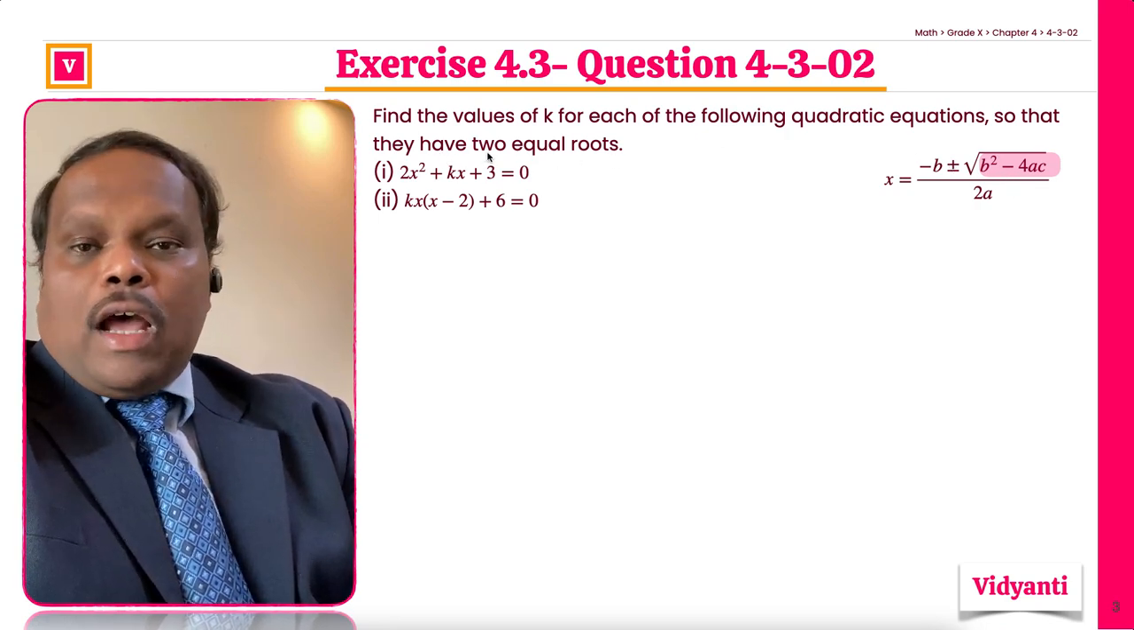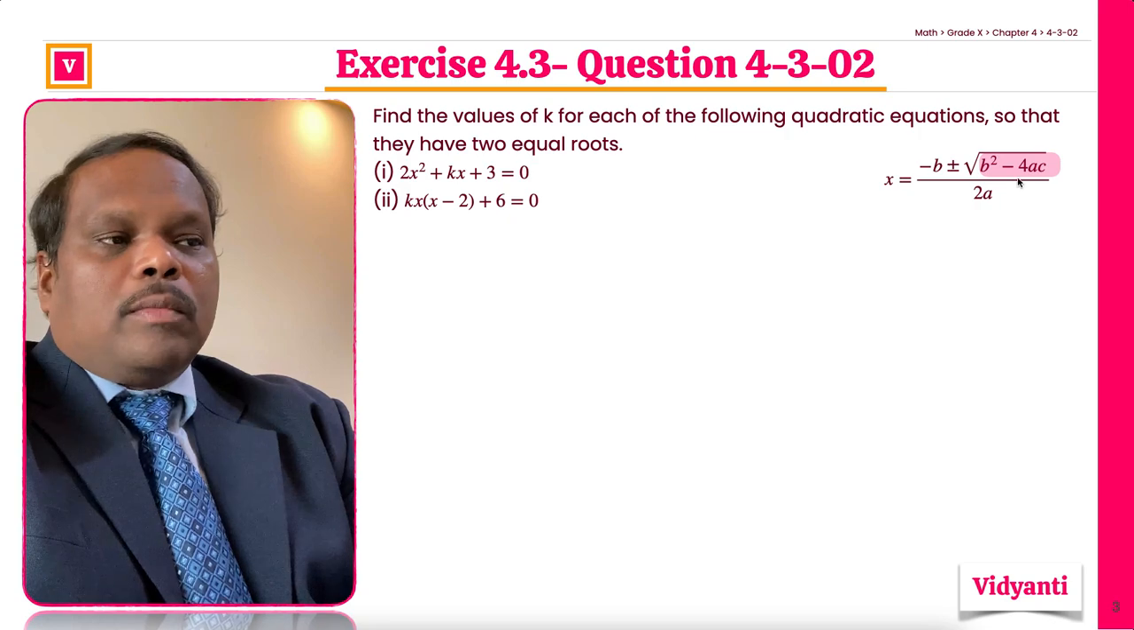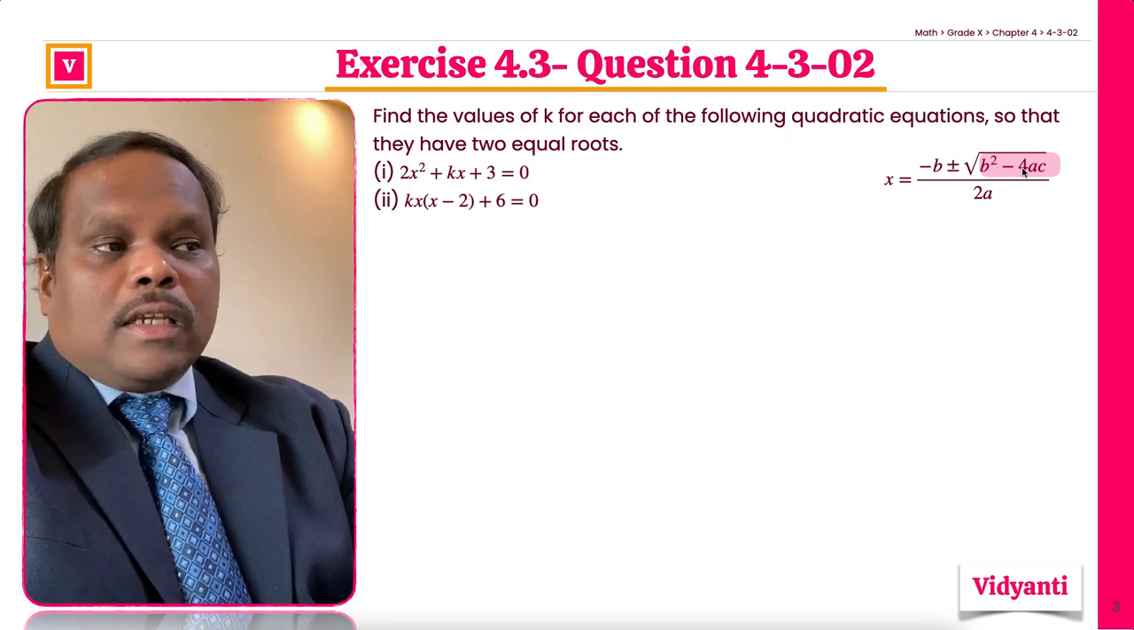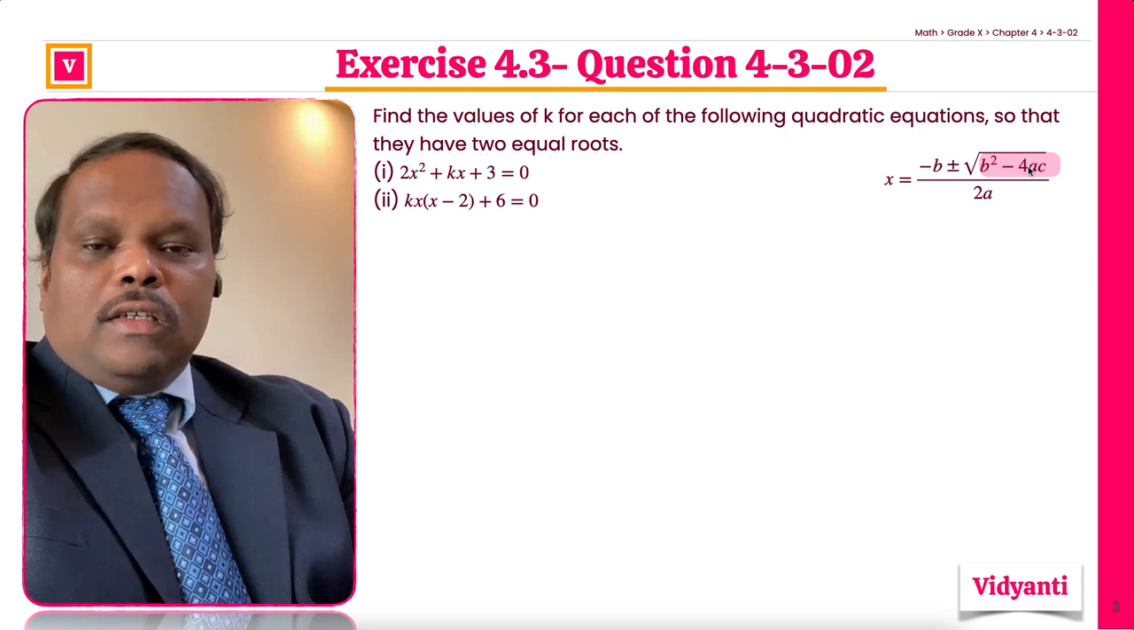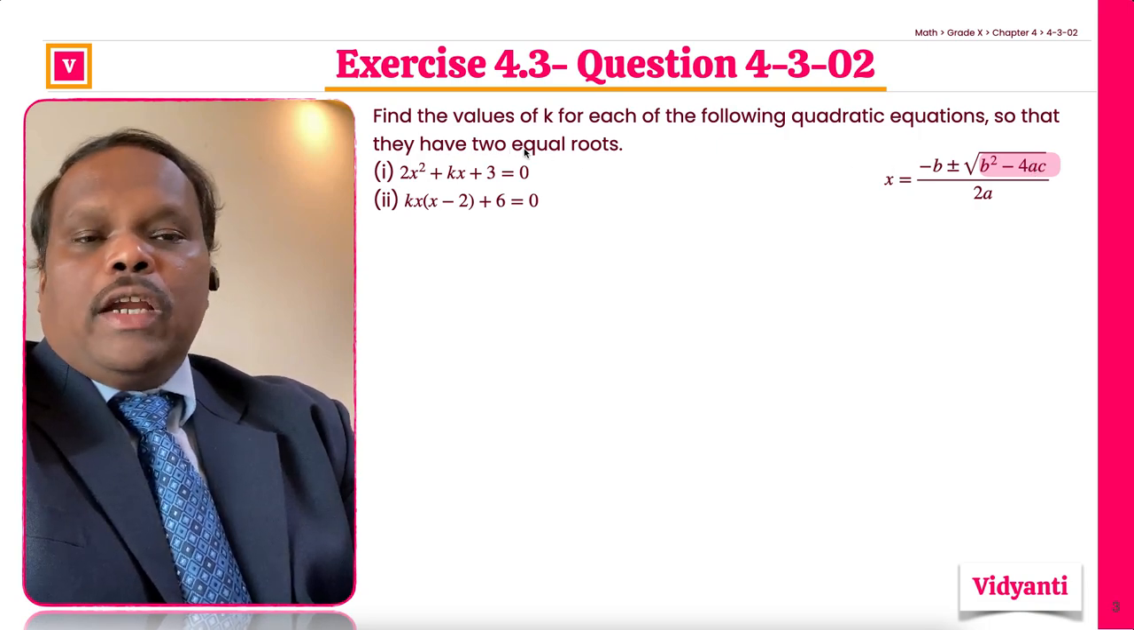And so whenever they ask you for two equal roots, you simply say the discriminant, which is the shaded value, b square minus 4ac, is 0. Then only will you get equal roots.